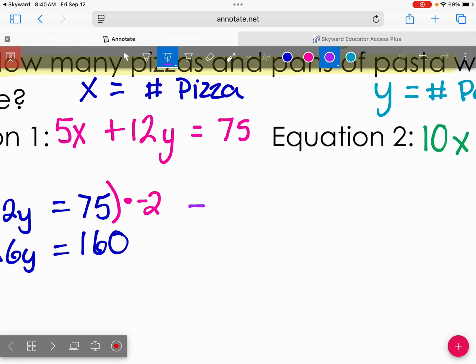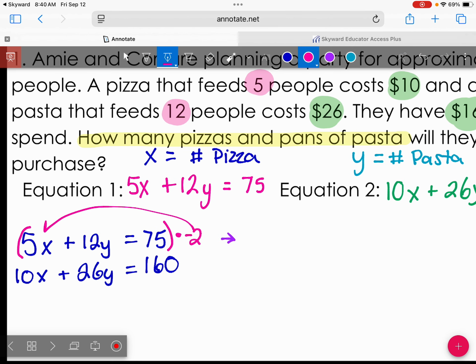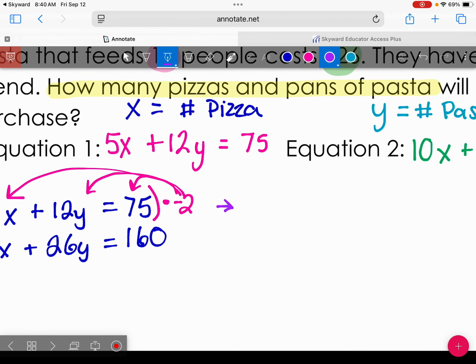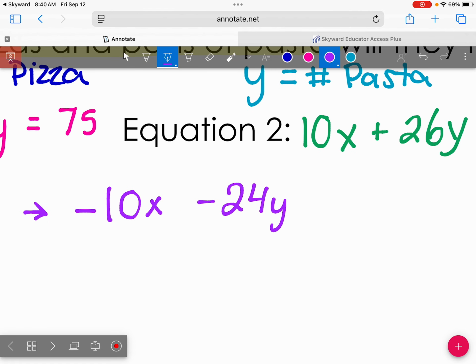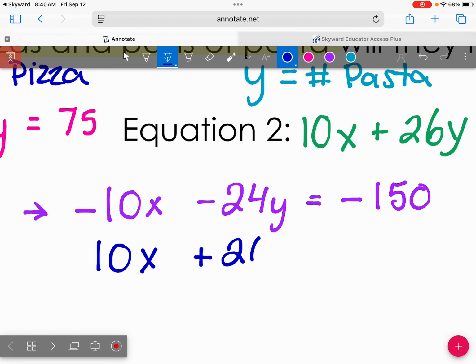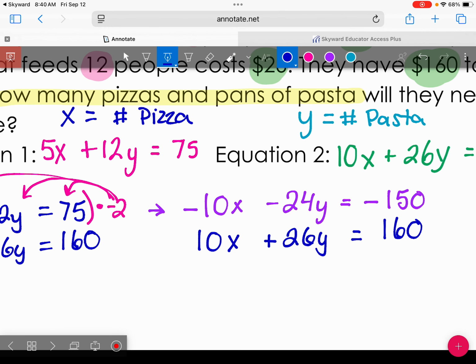Absolutely everything in there. So I'm going to rewrite this over here towards the middle. If I take this -2 times my 5x and my 12y and the 75, this is going to be -10x and our -24y equals -150. Our bottom equation, we don't have to change at all. That's our 10x, our 26y, and our 160. So I just rewrote that one again.